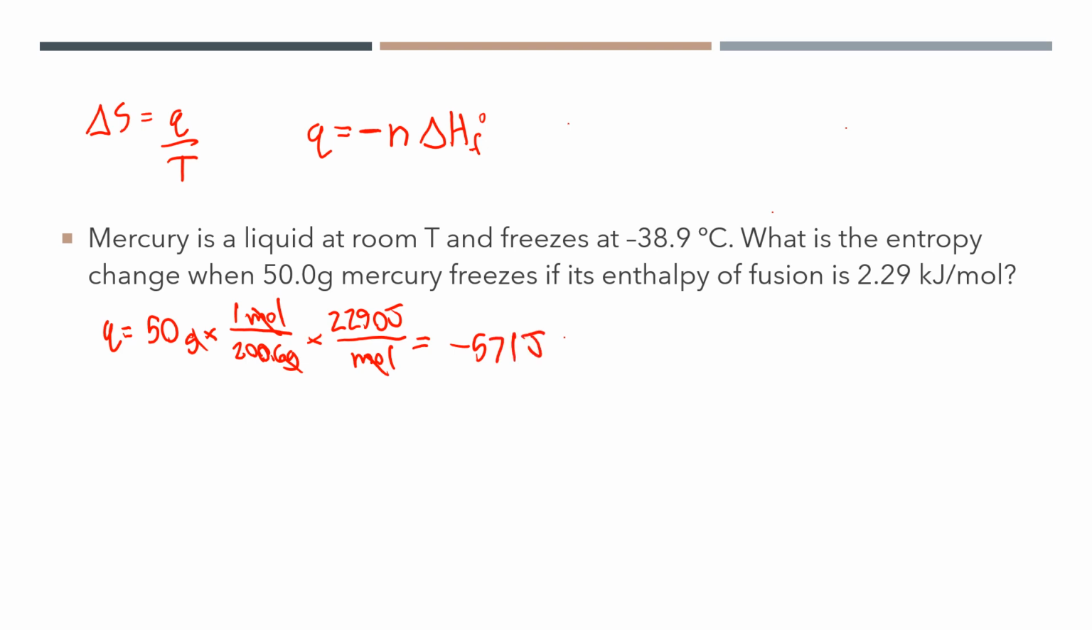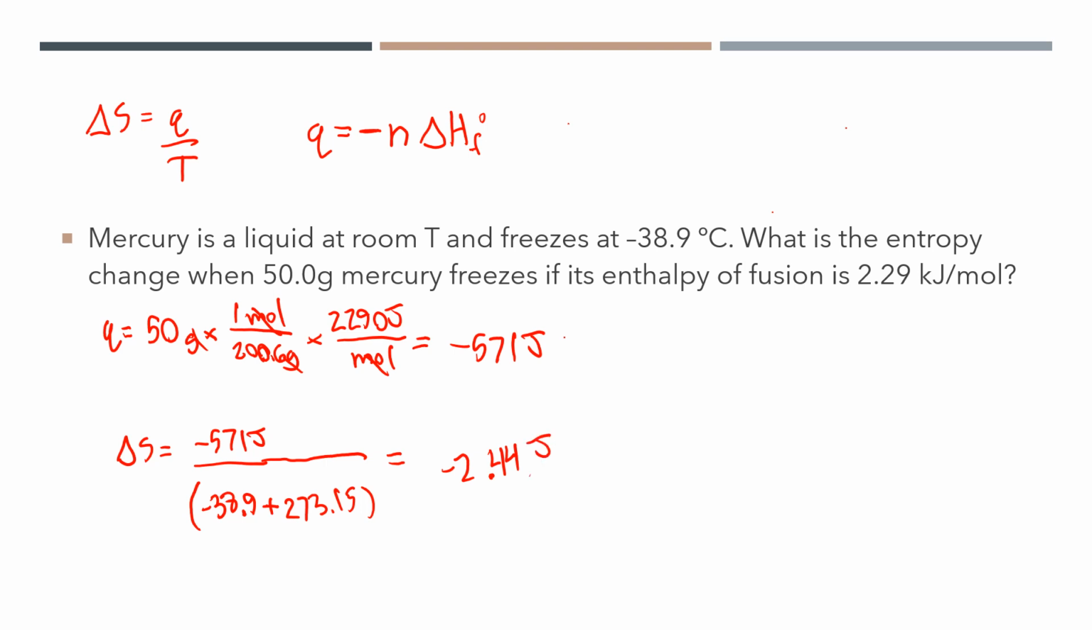Sweet. Now we can plug that into our delta S equation. We have negative 571 joules divided by, and we have to do it in Kelvin. So let's convert to Kelvin. We have negative 38.9 plus 273.15. If we do all that math out, it gets us negative 2.44 joules per Kelvin.